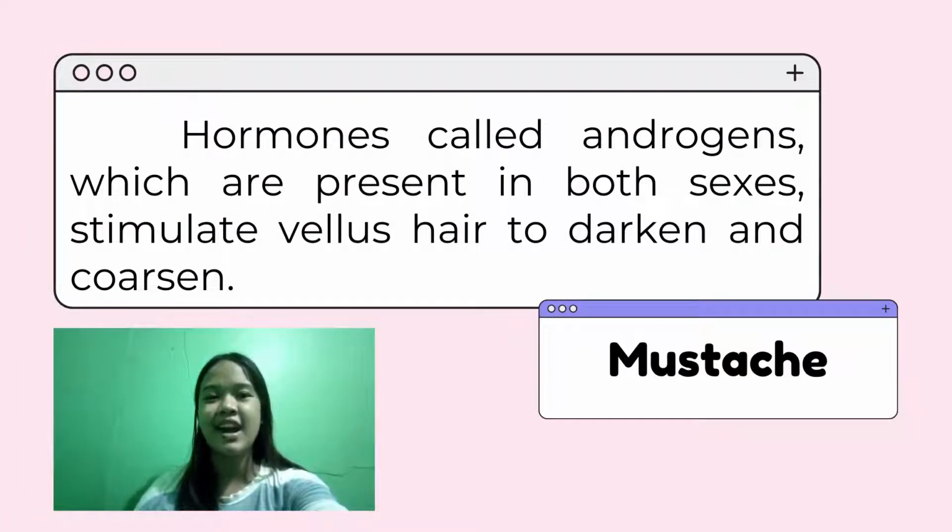Next is mustache. Hormones called androgens, which are present in both sexes, stimulate vellus hair to darken and cause it to thicken. But men have higher levels of androgens, so their hair growth changes more than women's. Body hair darkens and facial hair sprouts, usually starting at the upper lip and spreading to the cheeks and chin. The mustache forms its own stage in the development of facial hair in adolescent males during puberty. The first facial hairs to appear tend to grow at the corners of the upper lip, at age 11 to 15, what we call bigote.